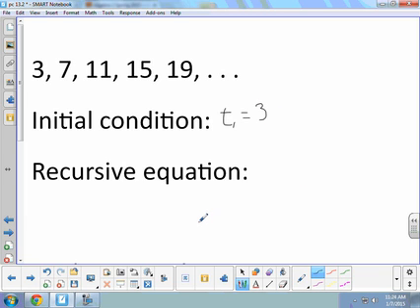And then a recursive equation or definition is asking, what are you doing each time to the previous one? Well, I think this one's pretty obvious. You're adding 4. So you take 3, add 4 to get 7, and so forth. So the equation on this would be t of n. You're taking your previous term, and that would be n minus 1. And n minus 1 just means the one before it, and adding 4.